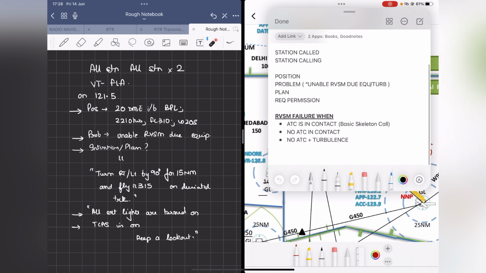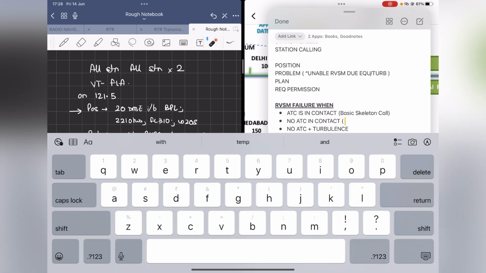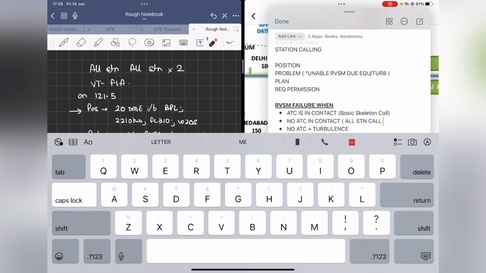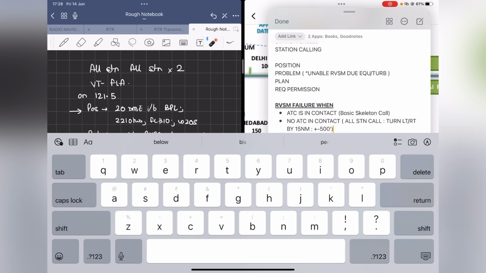So we've spoken about RVSM failure when ATC is in contact. We've also spoken about when no ATC is in contact. What do we do? All station call, and what else do we do? Turn left or right by 15 nautical miles and we fly plus minus 500 feet. Correct? That's what we do.